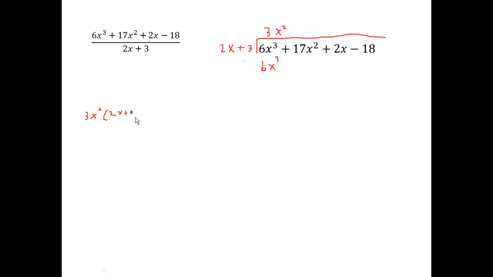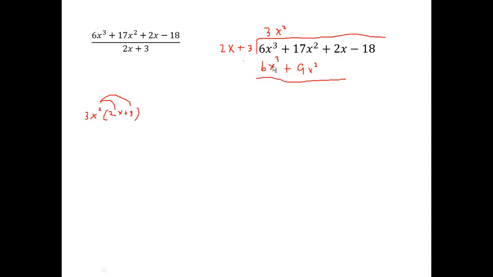I am distributing the 3x squared to the 2x. That's where I got the 6x to the third, and then I distribute it to the 3. The reason I'm doing that is because 2x plus 3 is the whole thing on the left there. So what's on top times this will equal what's underneath. So we have to consider that 3. So it's 3x squared times 3, which is a positive 9x squared. Good. And then, of course, we're going to subtract that.